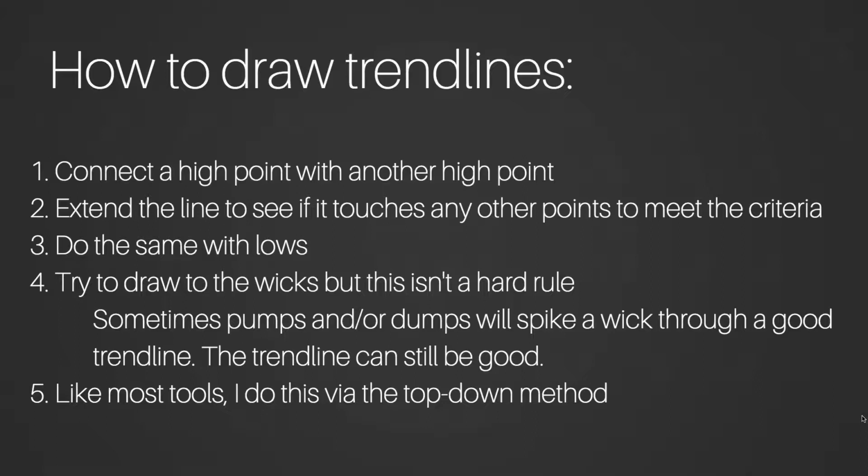So how do you actually draw trend lines? Well, the first thing you do is you connect a high point with another high point. Then you extend the lines to see if it touches any other points to meet the criteria. Then you do the same with the lows. And what you want to do is you want to try to draw from wick to wick. So you want to try to draw to the wicks, but this isn't a hard rule.